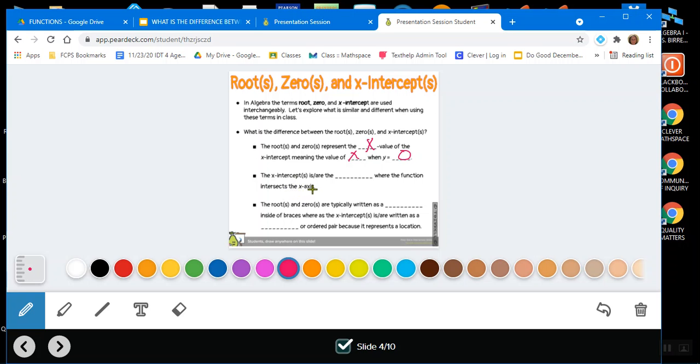The x-intercepts are points where the function crosses the x-axis. The roots, zeros, are typically written as a set, which is inside braces, whereas the x-intercepts are typically written as a point or ordered pair.